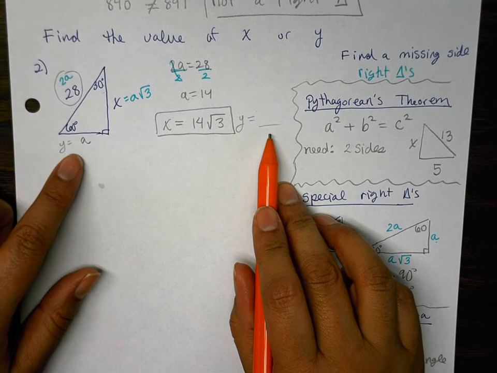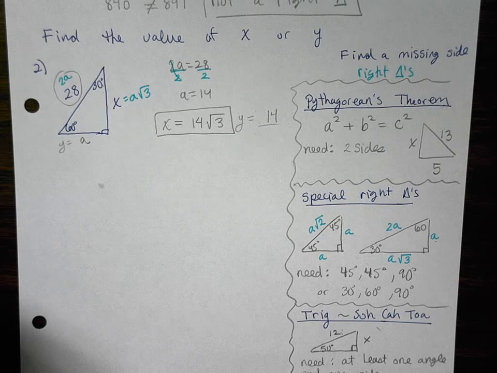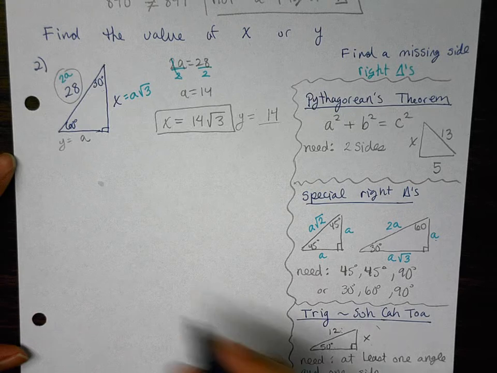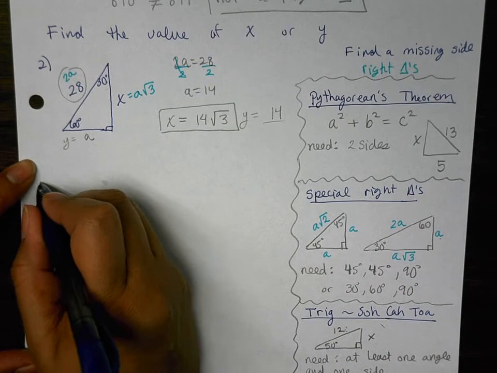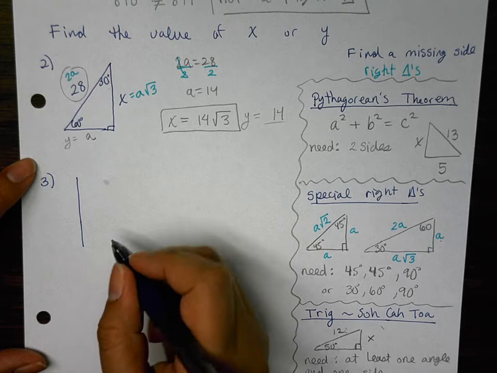Now on test day, let's say they asked you for both of them. Let's say they called this y. I'm just going to put that here in pencil on the side. If they did ask you for this side as well, what would you say the answer is? 14, because on the test they will ask you for both sides. All right, questions on this one? Okay, number 3.